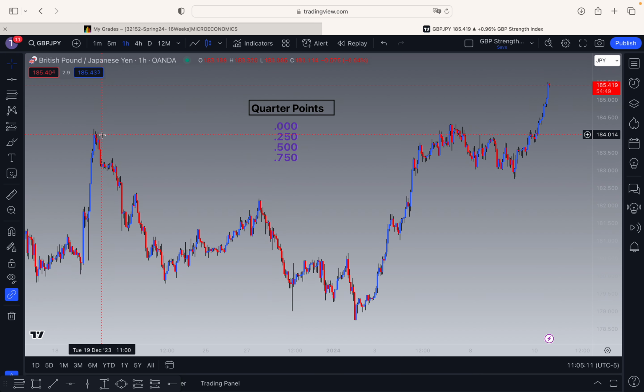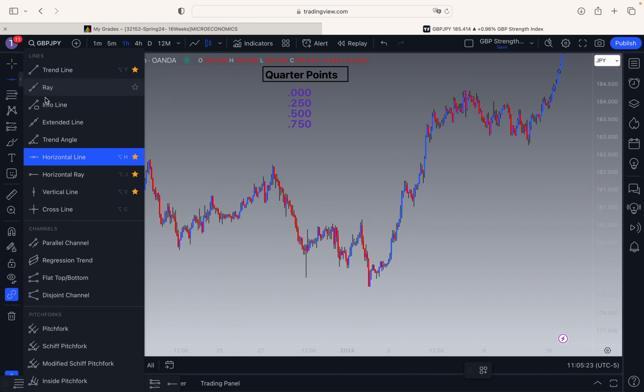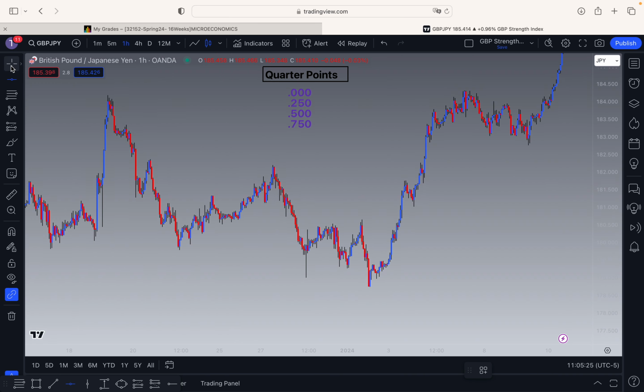The main point of quarter points is that they're, quote-unquote, invisible lines of either support or resistance. What I like to do is grab my horizontal line to plot these quarter points, and these are exactly the points. So this is even price. This is when price is at 0.25, 0.500, and 0.75.